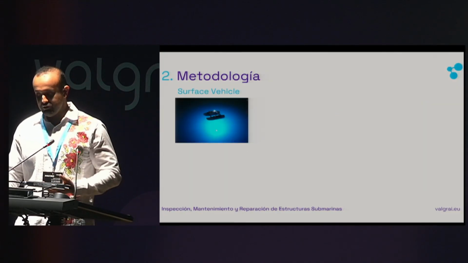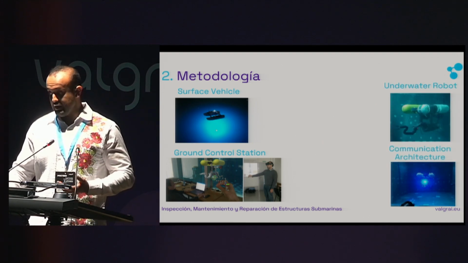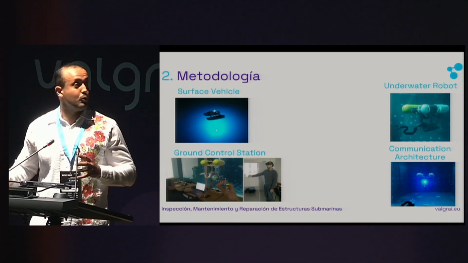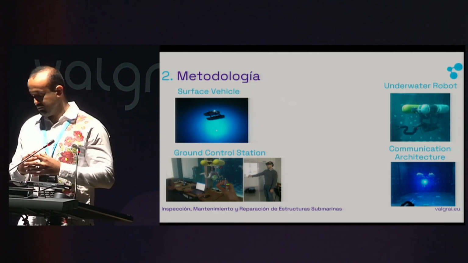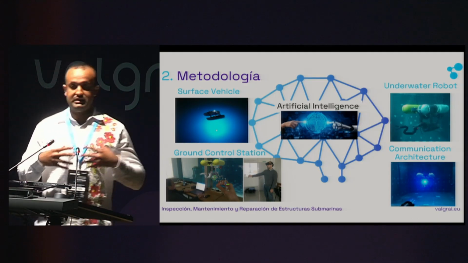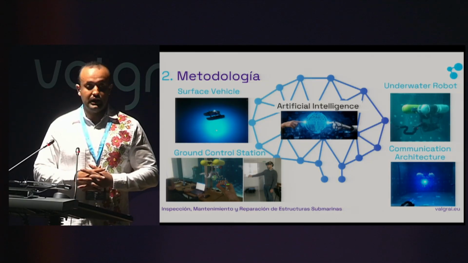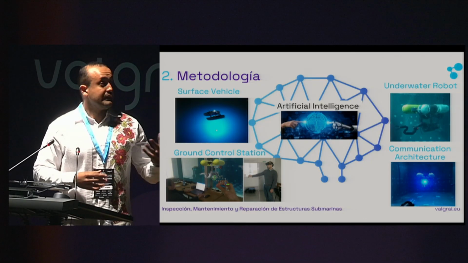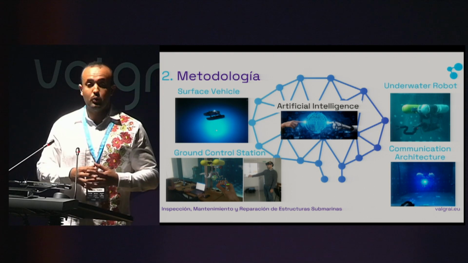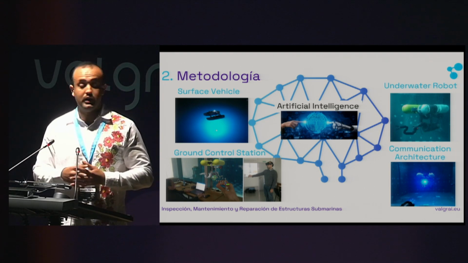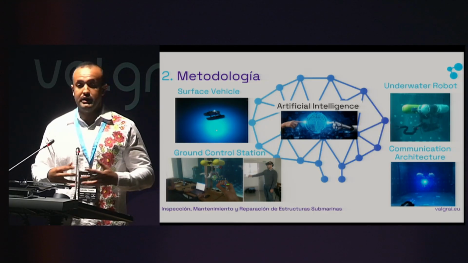So as I explained before, we have the surface vehicle, the ground control station, the underwater robot, and the communication architecture. So we want to merge all of these components in one system. And we use artificial intelligence as a high-level controller and a low-level controller to merge all of these components. The high-level controller can be taking decisions of the mission, whether to follow one robot or follow the other robot, or deciding if the mission is at risk and abort the mission.